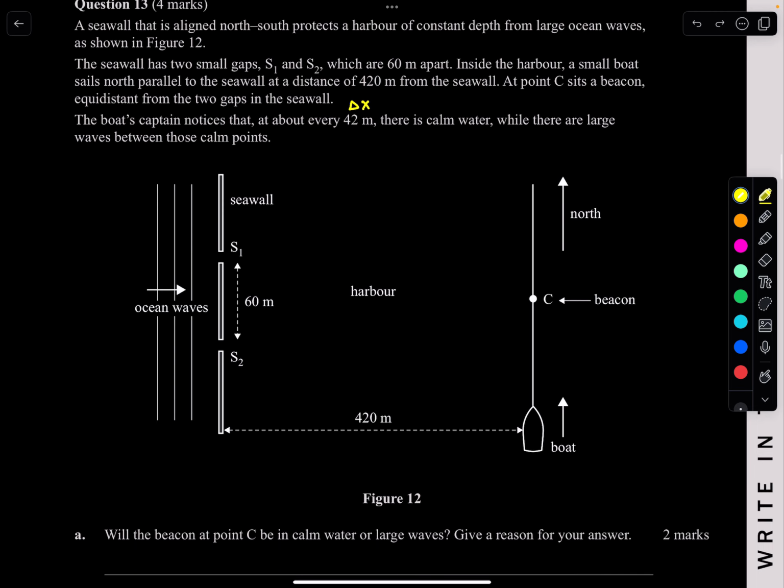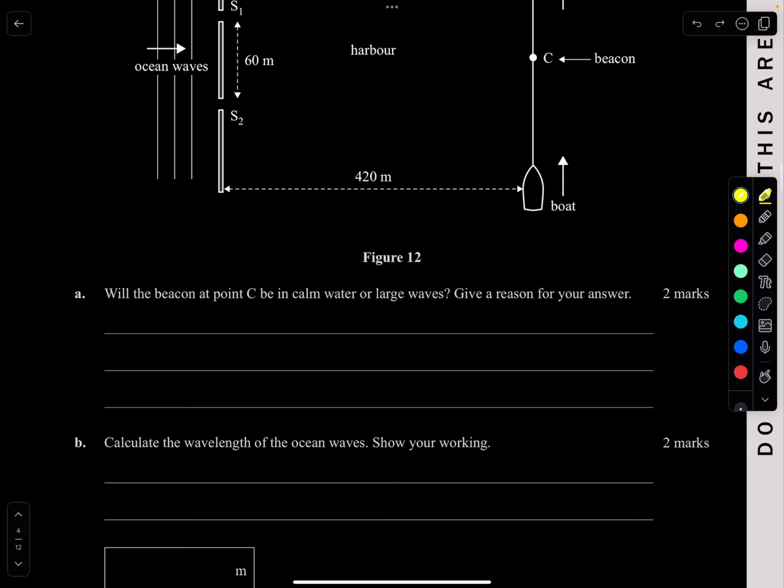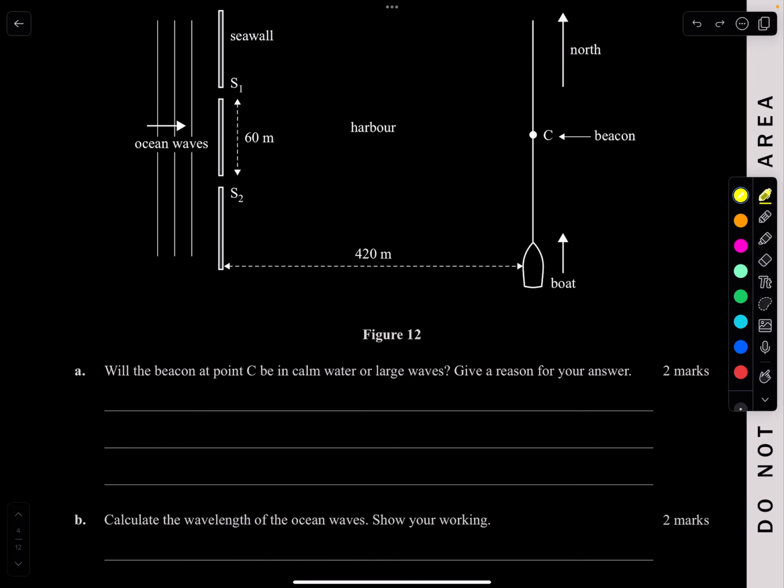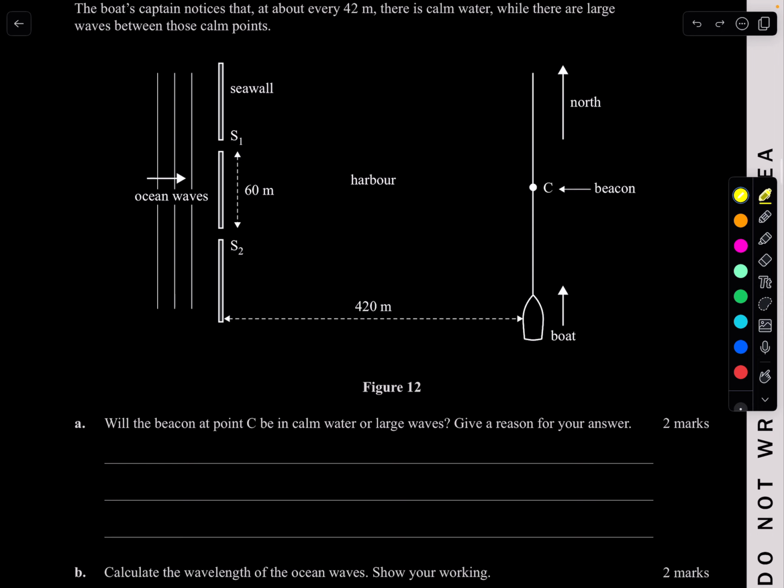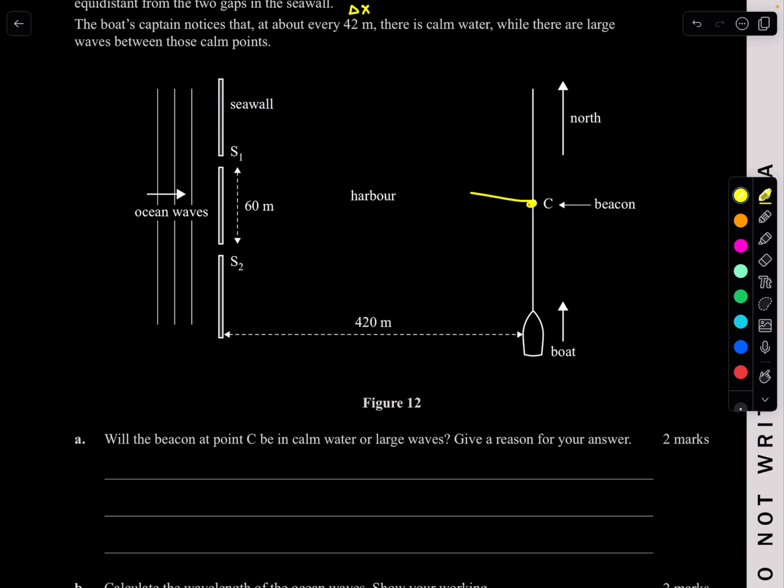Okay, we've got that. So that's your change in x. That's good. All right. Will the beacon at point C be in the calm water or the large water? This is so easy. Your point C is equidistant from both sources. What do we know? It means that the path difference must be 0. So constructive interference happens at point C. Basically, large waves will be at point C.